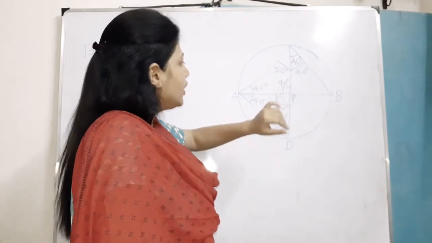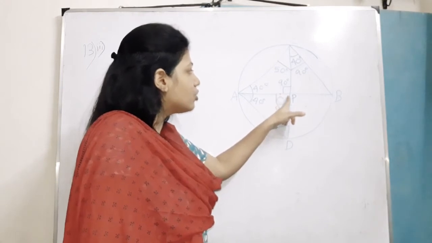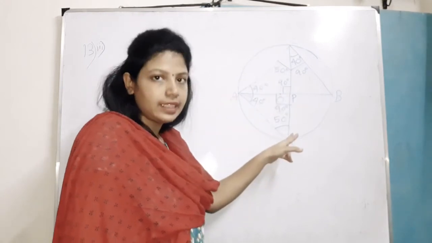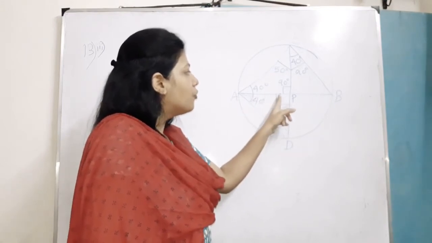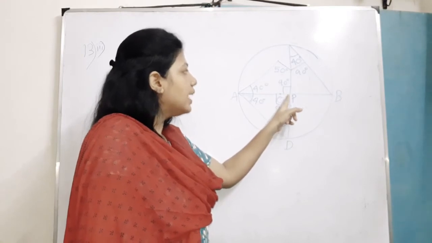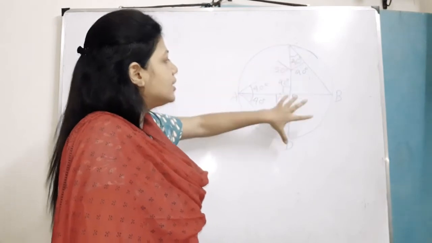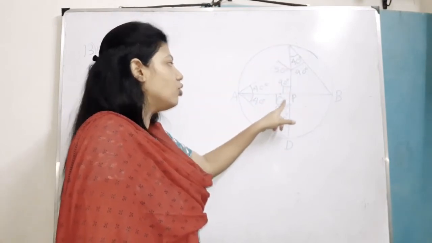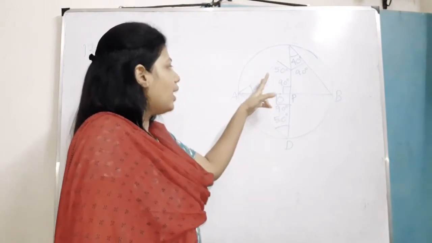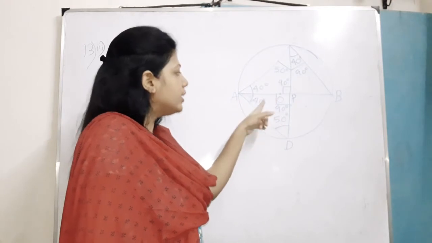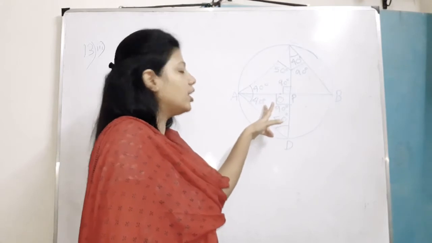Why? Because we know that if I will draw a perpendicular from the center to the chord, then the chord will be bisected. I am repeating once more. If I will draw a perpendicular from the center to the chord, then the chord will be bisected. That's why we can say CP equals to PD. Then by SAS congruency we can say both the triangles are congruent. Therefore, these two angles will be also equal. So, if it is 40 degree, this one will be also 40. That means 40 plus 40 equals to 80.